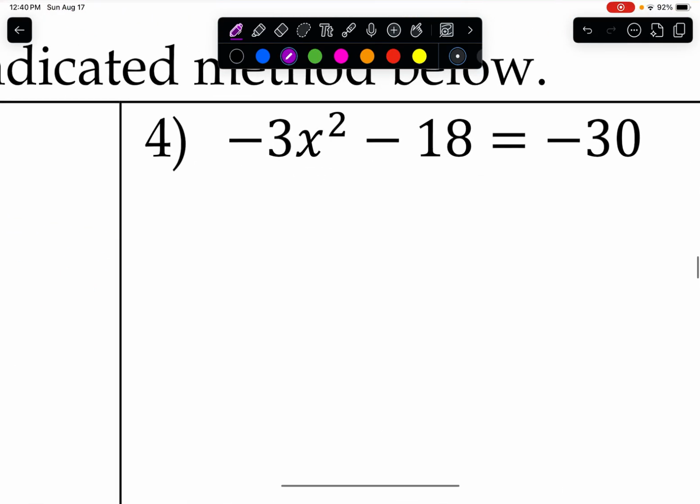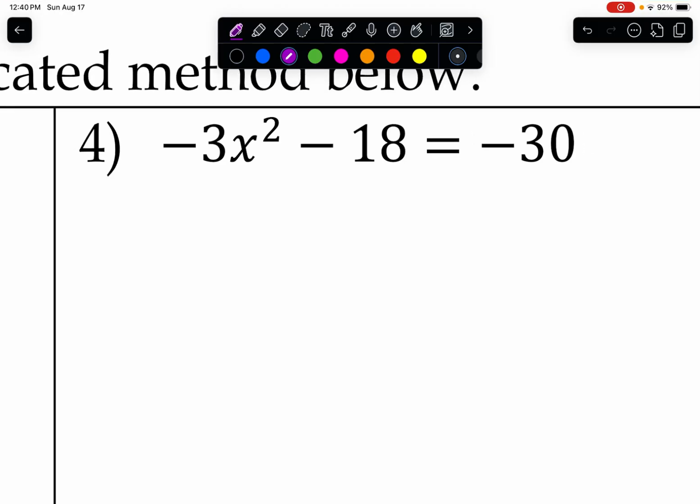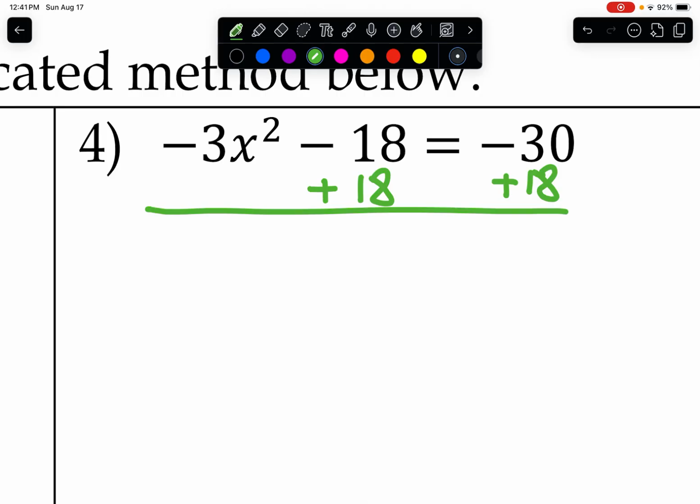Now over here, same idea. So we have negative 3x squared minus 18 equals negative 30. We're still going to do your inverse operations, so I'm going to add 18 on both sides. So we get negative 3x squared. It's going to equal negative 12.